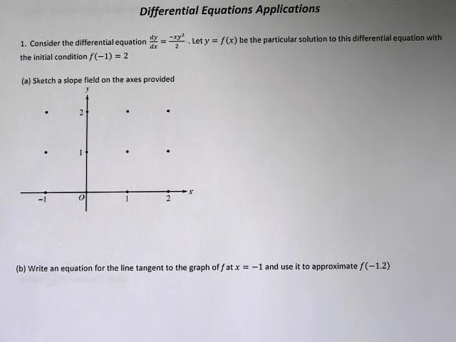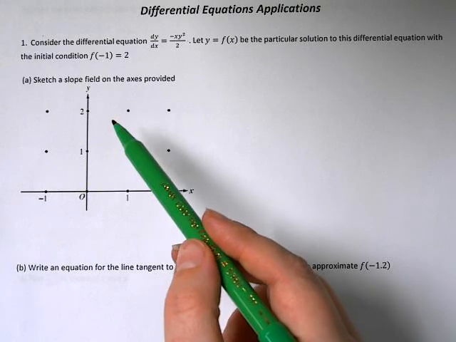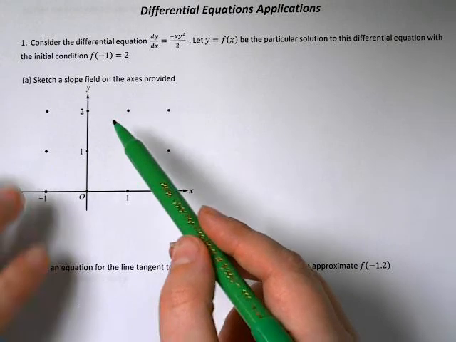Alright, so consider the differential equation dy/dx equals negative xy squared over 2. Let y equals f of x be the particular solution to this differential equation with the initial condition f(-1) equals 2. So the first thing we're going to do is sketch a slope field. We practiced this in class already, so let's go ahead and do this.